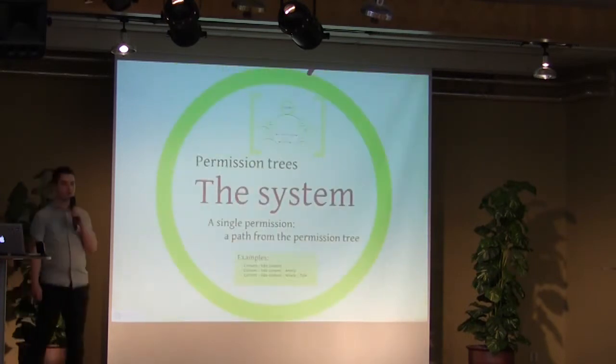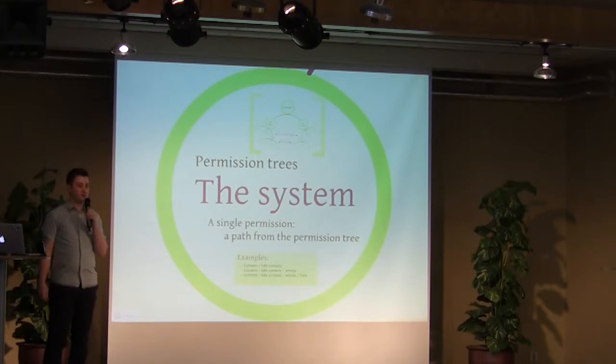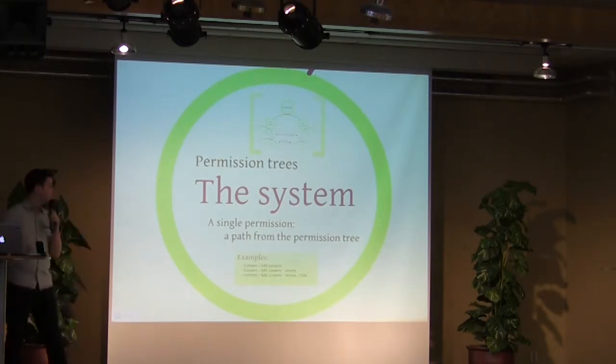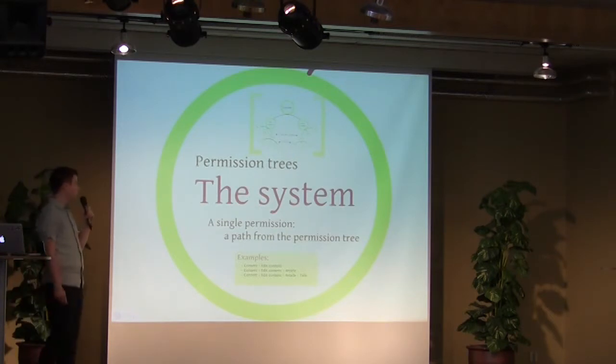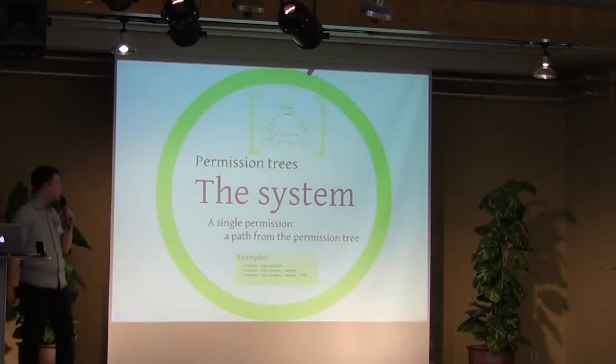Today, the modules define a flat list of their permissions, just a simple list. But in a hierarchical system, modules could define hierarchically structured trees as their permissions. And after this, a single permission would be a path from the permission tree. I'm going to show you what that means.